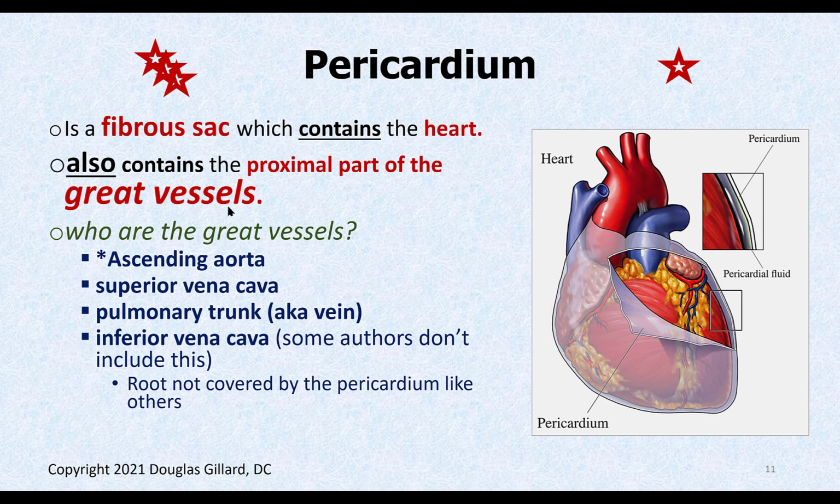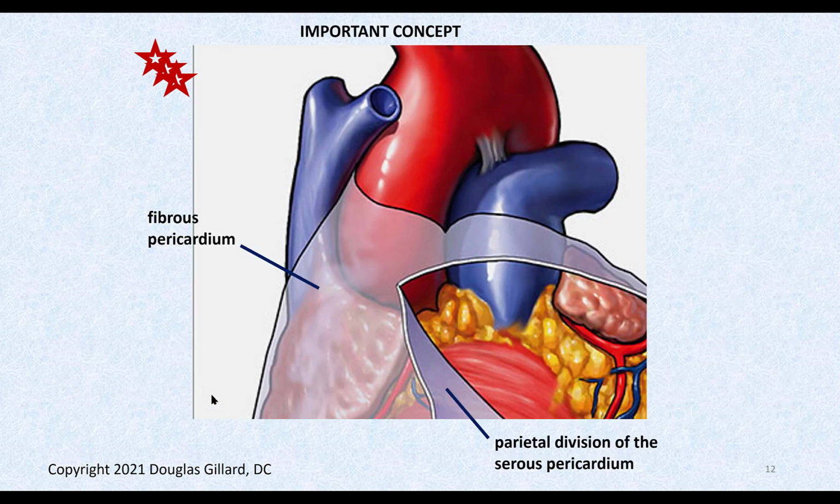Who are the great vessels, by the way? And the point was the pericardium is around the proximal part of the great vessels. Great vessels are the ascending aorta, superior vena cava, pulmonary trunk, and inferior vena cava, although some authors don't include that because the root is not covered by the pericardium as deeply as it is the other vessels.